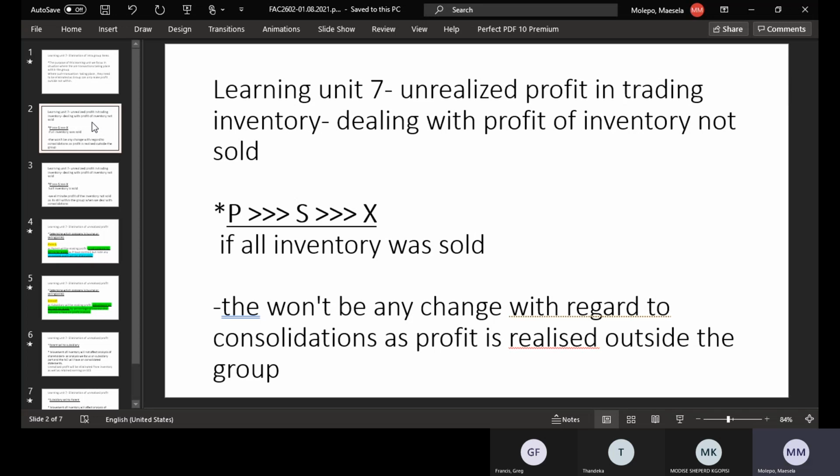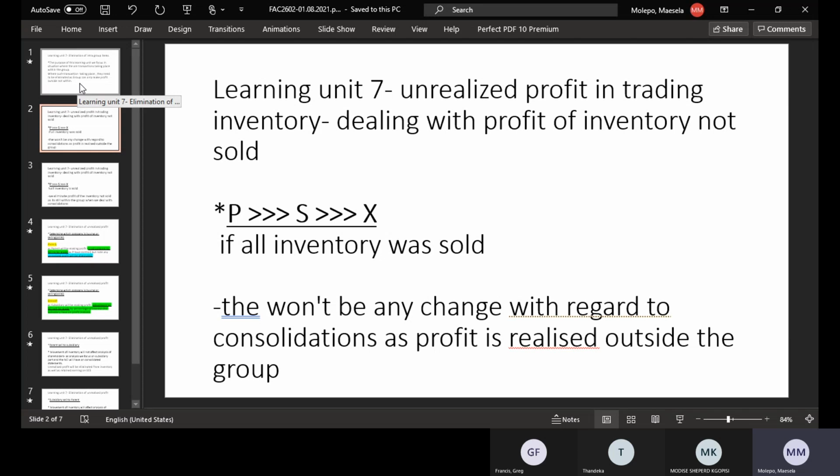all the inventories have been sold to X Limited by the end of the year. Then there will be no change to the consolidated annual statement, as the profit is actually realized by selling it to the company outside the group. So P Limited sold to S and then S sold to X. Since all the inventory was sold outside the group, that profit is going to be recognized. There won't be any unrealized profit because all the profit was realized. So the elimination is only on the unrealized profit.